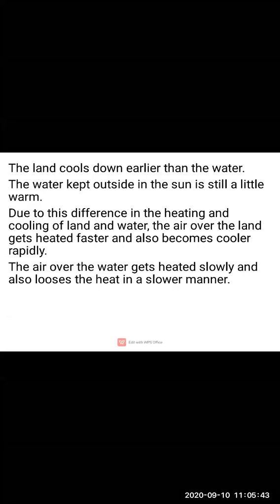So due to this difference in the heating and cooling of land and water, the air over the land gets heated faster and also becomes cooler rapidly. See what happens? The air outside, over the land, outside the house, gets heated faster. Because, as I have told you, we receive heat from the sun. So because of that, the air in the atmosphere gets heated up faster.